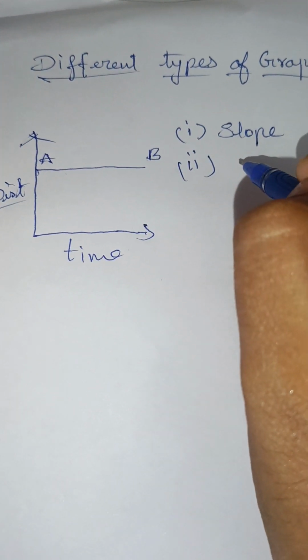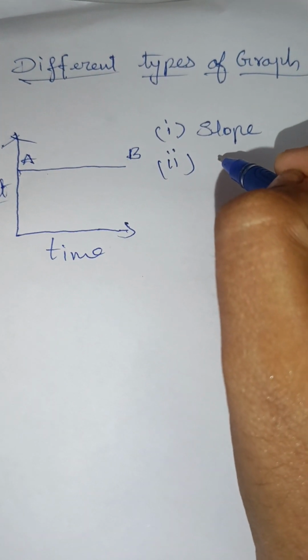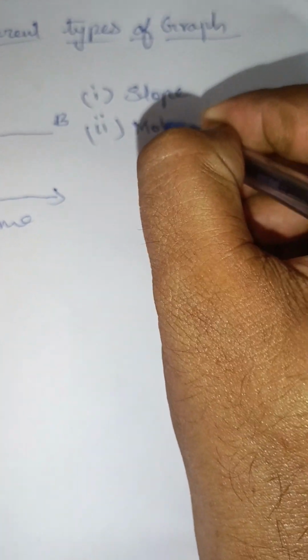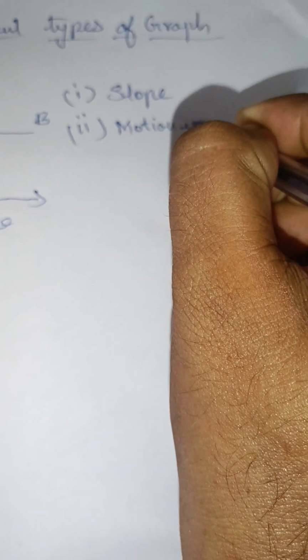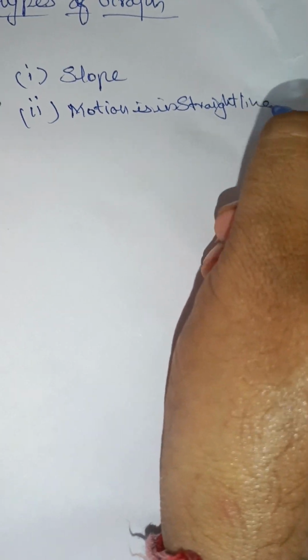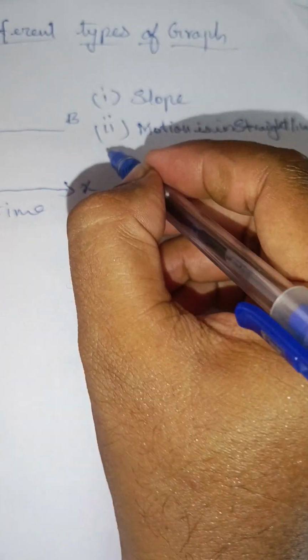The second point is that the motion of the body is in a straight line. So what do you infer from this? It is a straight line, parallel to the x-axis. So the motion is a straight line.